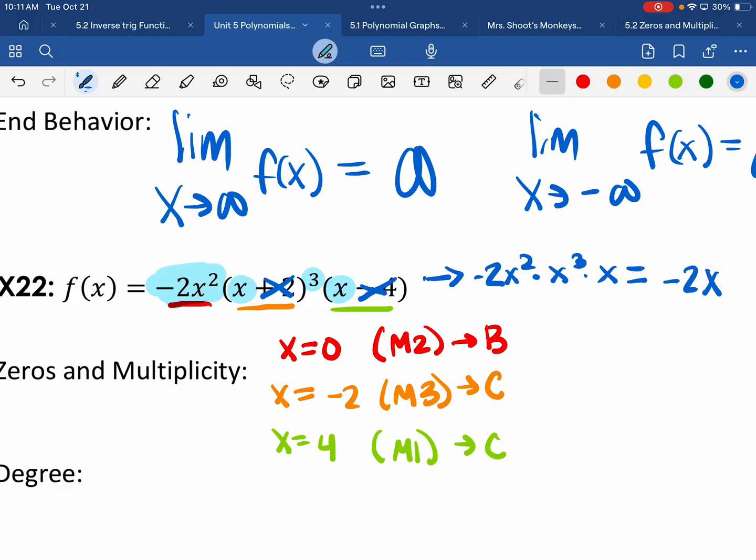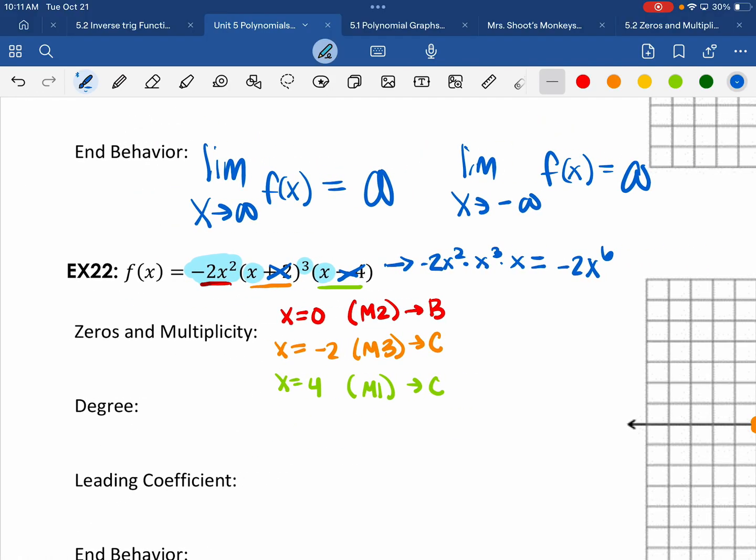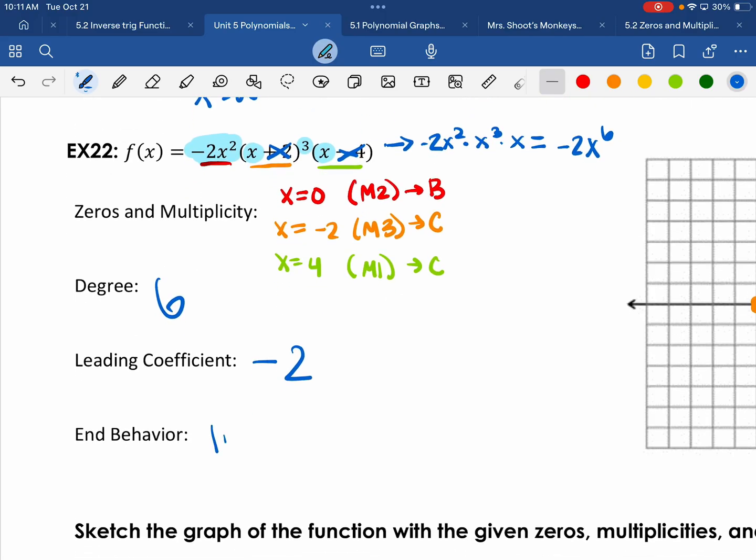So what would your degree be? 6. What would your leading coefficient be? -2. Okay, so then for my end behavior, what is the limit as x approaches positive infinity? And what is the limit as x approaches negative infinity?